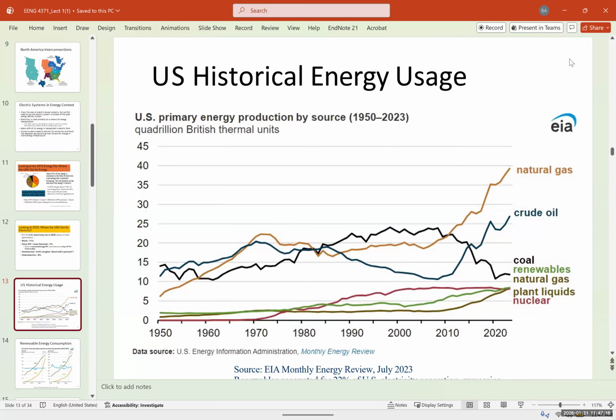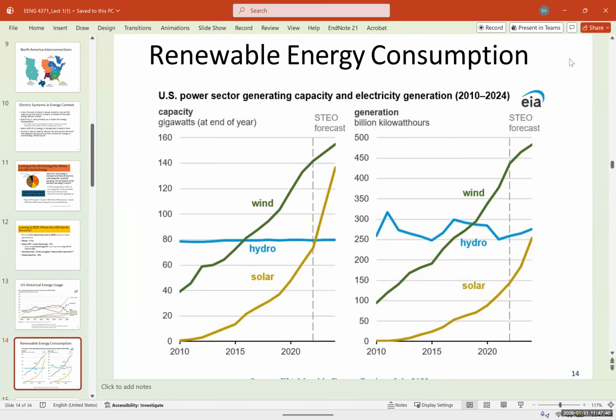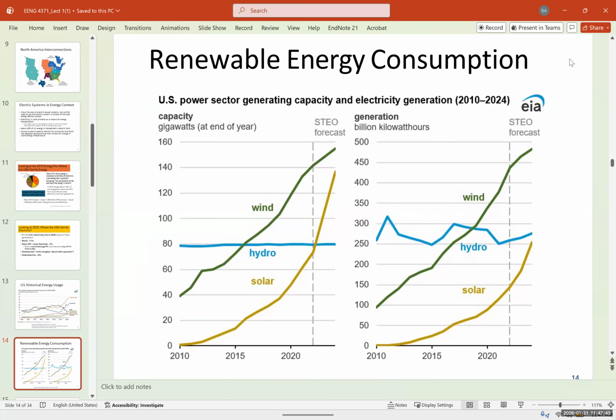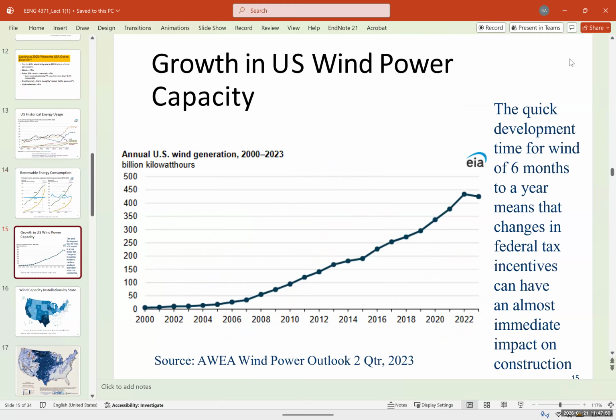And this is the historical energy usage. You can see that renewables accounted for 22% of US electricity generation, surpassing coal for the first time in 2022. This is the renewable energy consumption. You can see the hydro stayed flat. Wind and solar have skyrocketed. And the reason is obviously we have a limited number of rivers and places where we can build these hydroelectric dams.